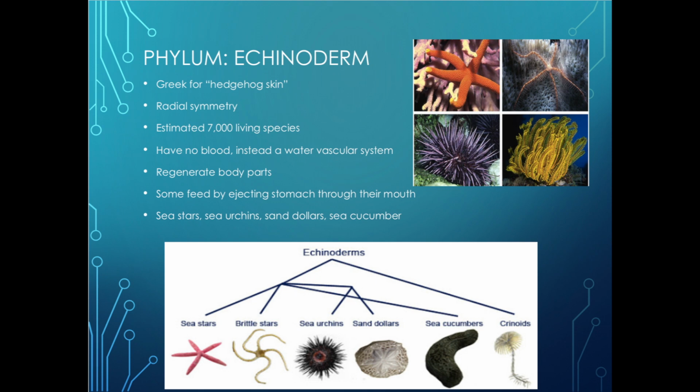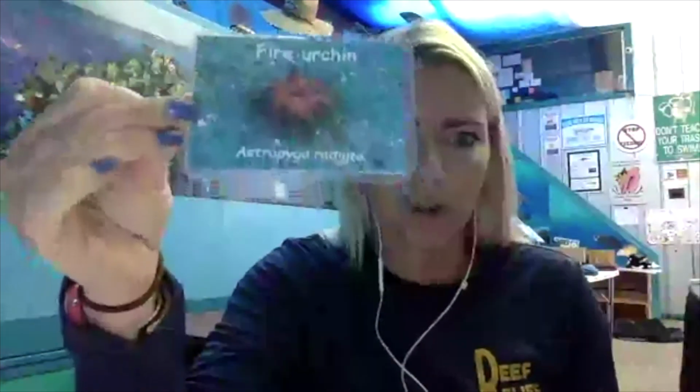An echinoderm is a sea urchin. So your sea urchins are echinoderms. So you go ahead and write that in there if you would like. All right, so echinoderm is Greek for hedgehog skin. That kind of makes sense when you think about a sea urchin. So guys, a sea urchin looks just like this right here. It's very pointy. You definitely don't want to step on these things because it's going to hurt and you're not going to have a good day. They're pointy like that. They have radial symmetry, so you can kind of fold them in every direction.